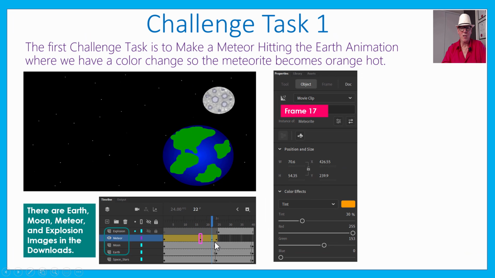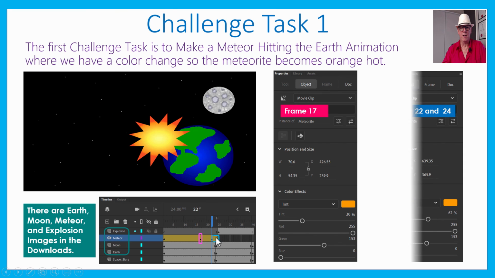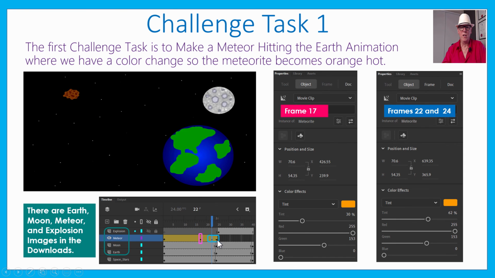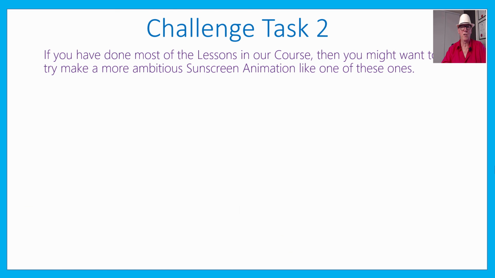At frame 17, you click in here and add a change. So there it goes to 30%. And then at frames 22 and 24, the tint's just a little bit higher at 62%. So you just click in number 20 and then get into object properties and make it 62%. It's happening so fast you can't really see it, but it is making it a nice gradual change to orange as it heats up as it approaches the Earth.